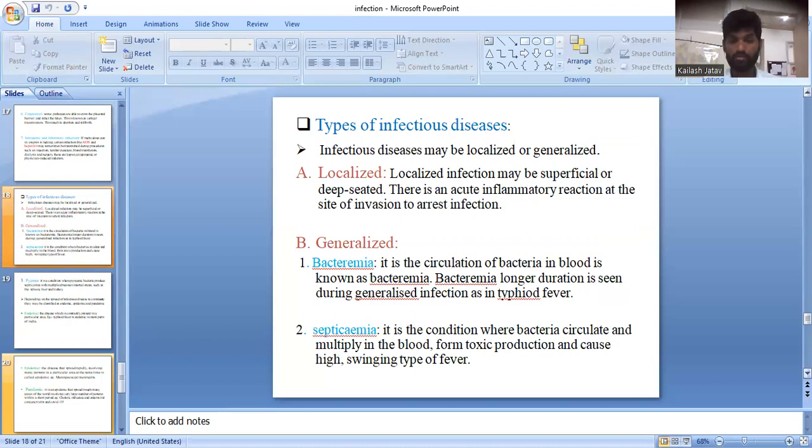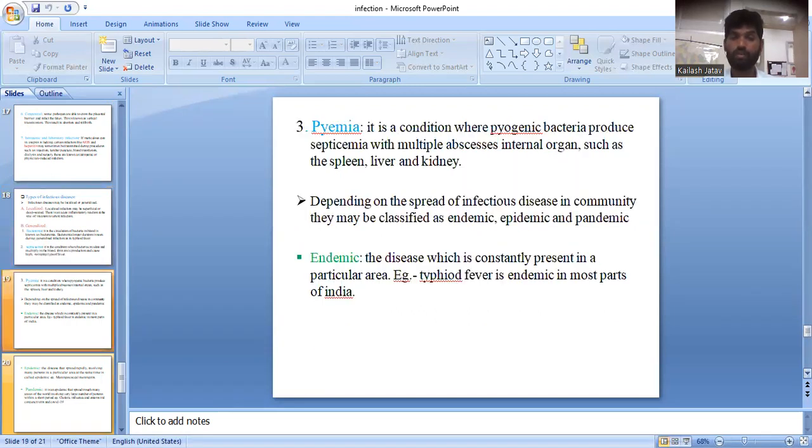Generalized: bacteremia and septicemia. Bacteremia is the circulation of bacteria in blood. Bacteremia of longer duration is seen during generalized infection such as typhoid fever. Septicemia is the condition where bacteria circulate and multiply in the blood, form toxic products and cause high fever. Pyemia is the condition where pyogenic bacteria produce septicemia with multiple abscesses in internal organs such as the spleen, liver, and kidney.